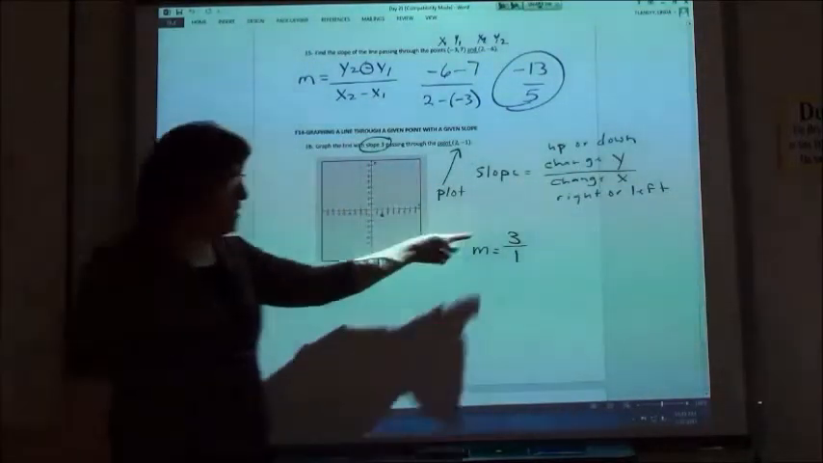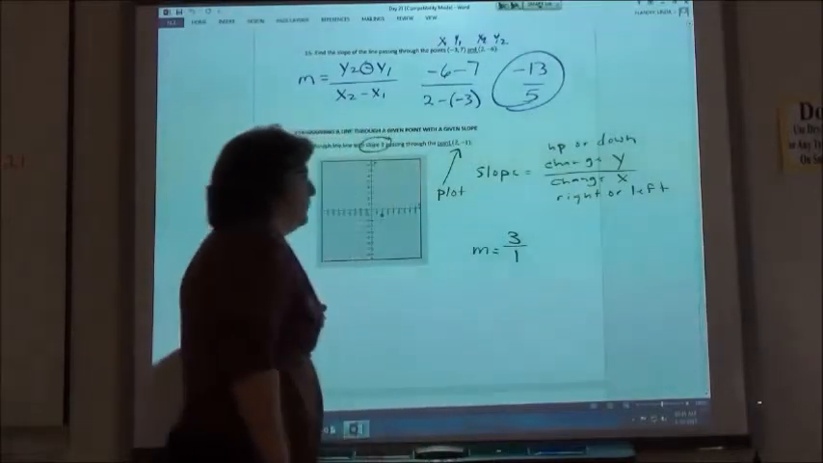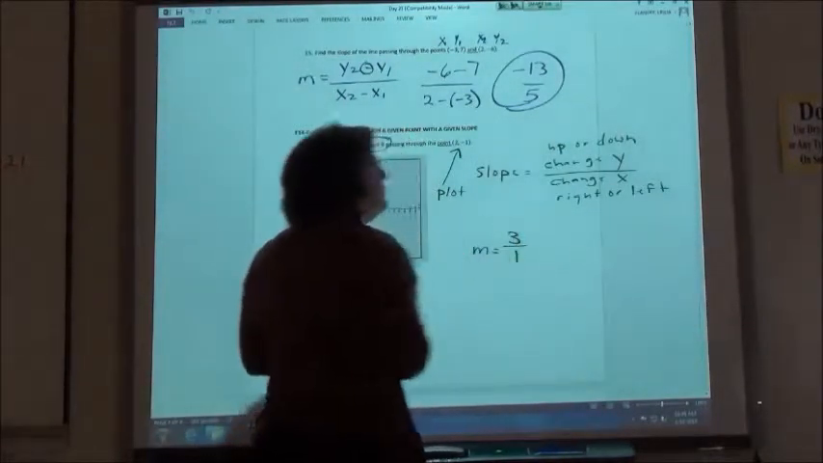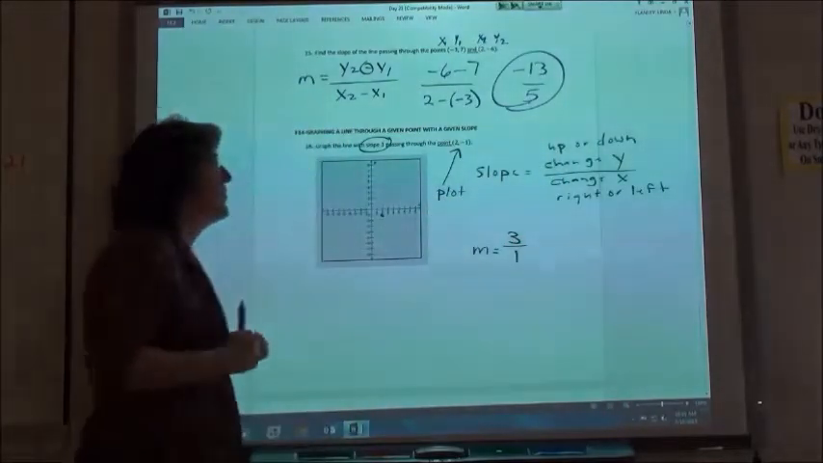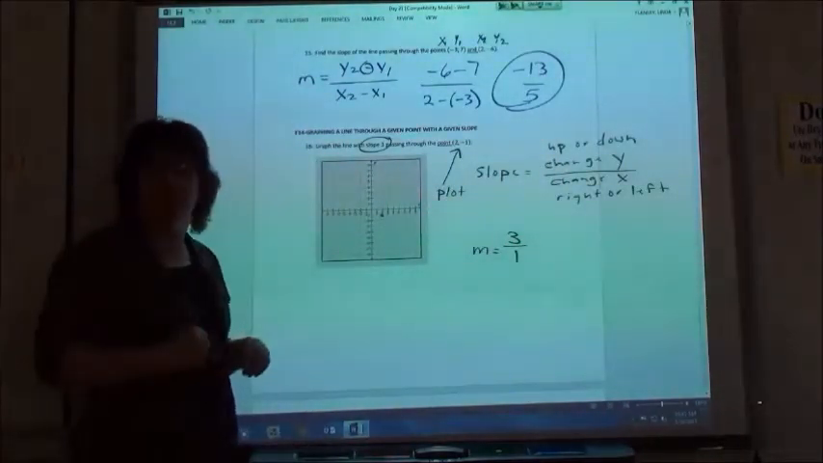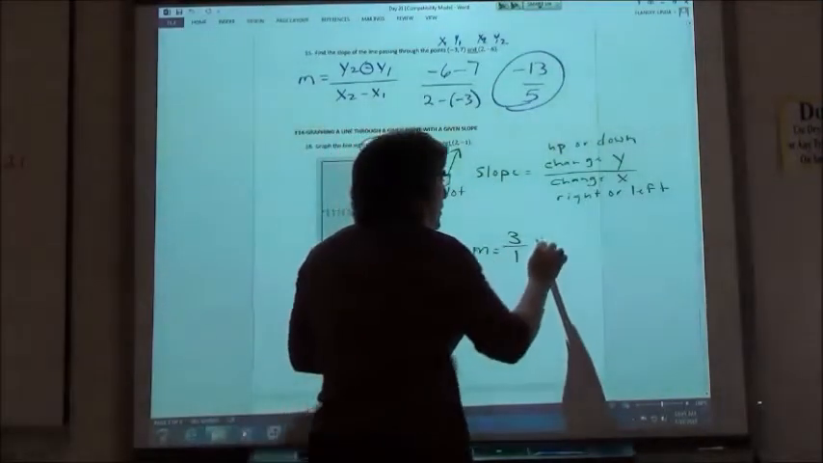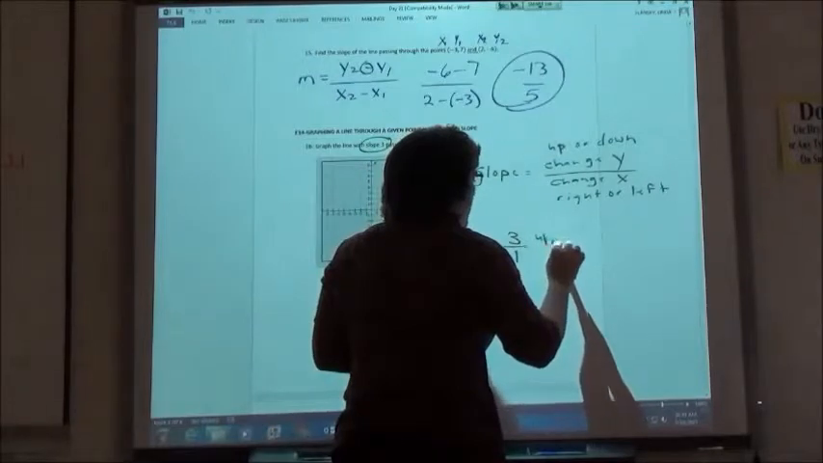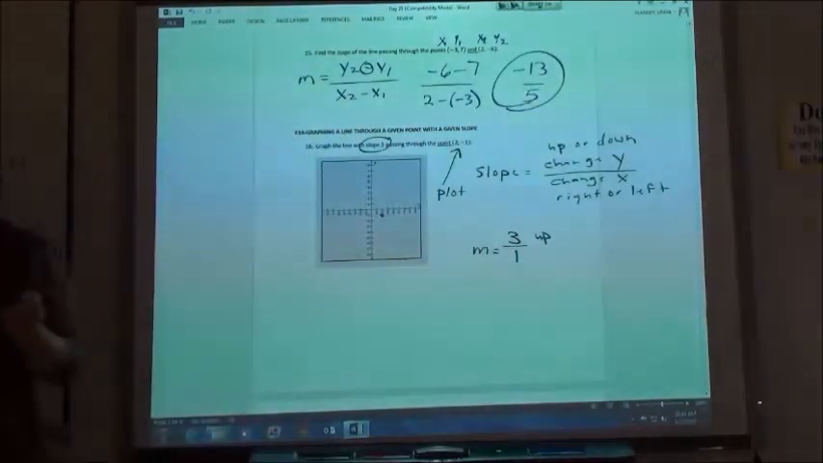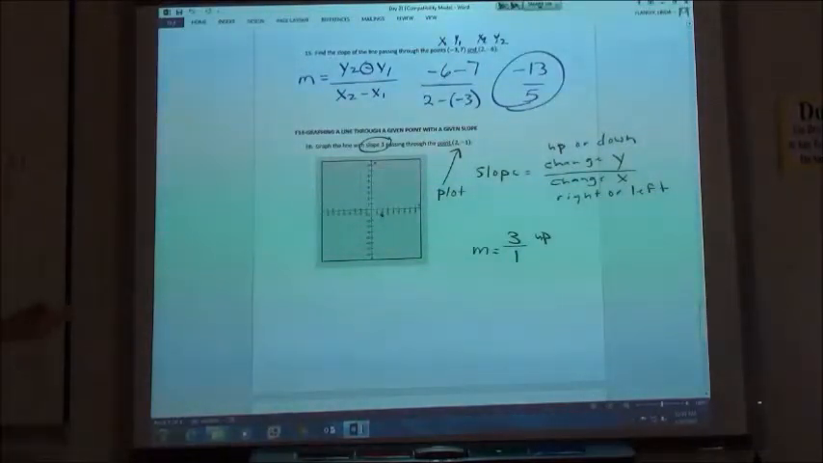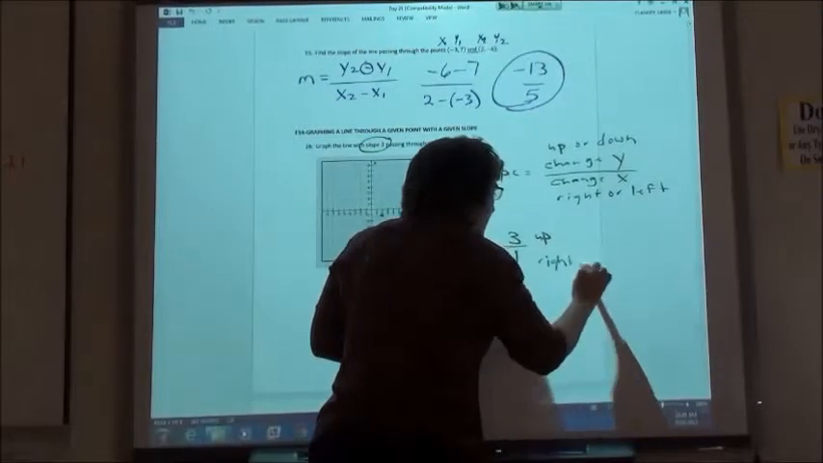The 3 tells me I'm going to go what direction? You're going to go to the right. What's on top? The slope, right. We're going to go up because it's a positive 3, right? Since it's positive, we got to go up. And then we're going to go to the right.